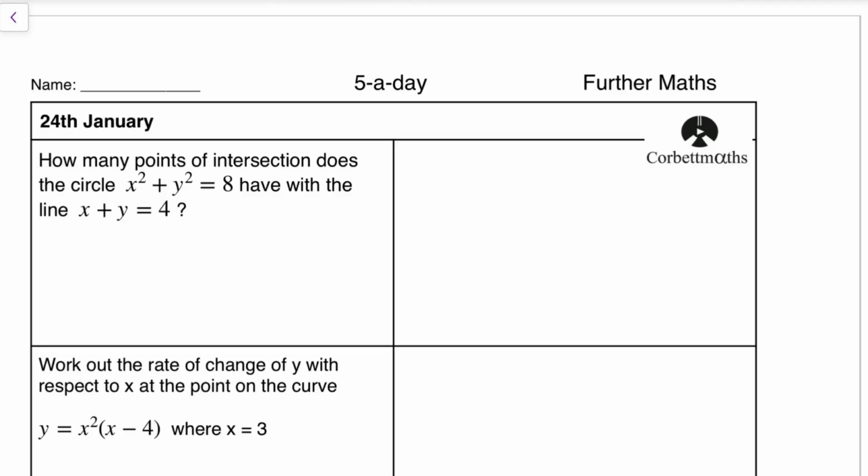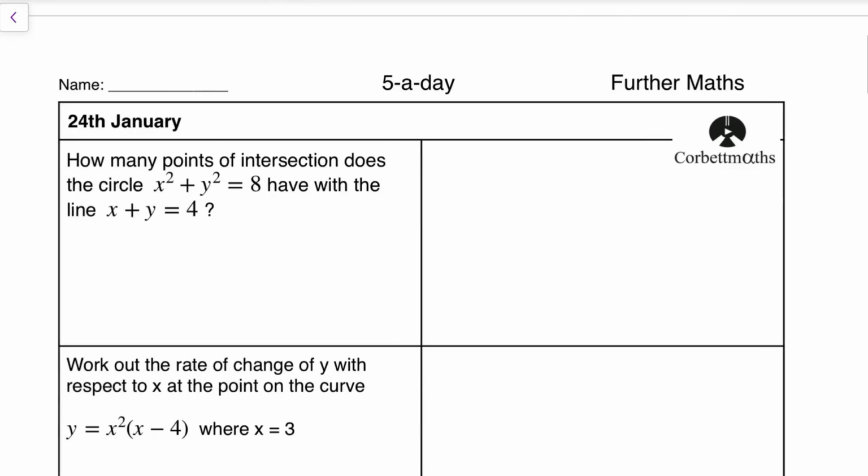How many points of intersection does the circle x squared plus y squared equals 8 have with the line x plus y equals 4? Now, what I'm going to do, I'm going to do my usual simultaneous equation. So I'm going to say that y equals 4 minus x. And I'm going to substitute that into this circle equation. So that's going to give me x squared plus y squared, which is now 4 minus x squared, is equal to 8. And let's expand that.